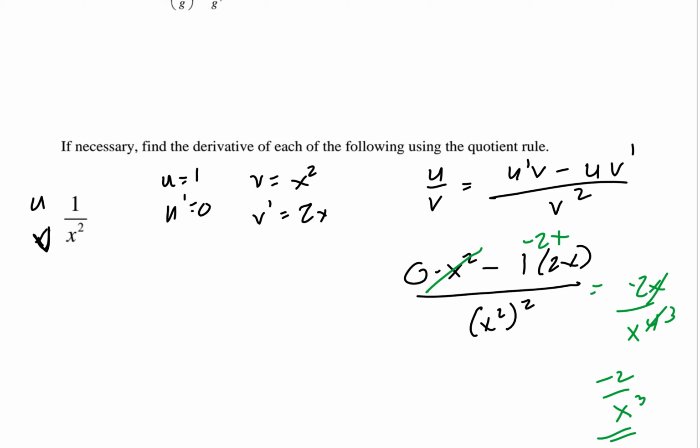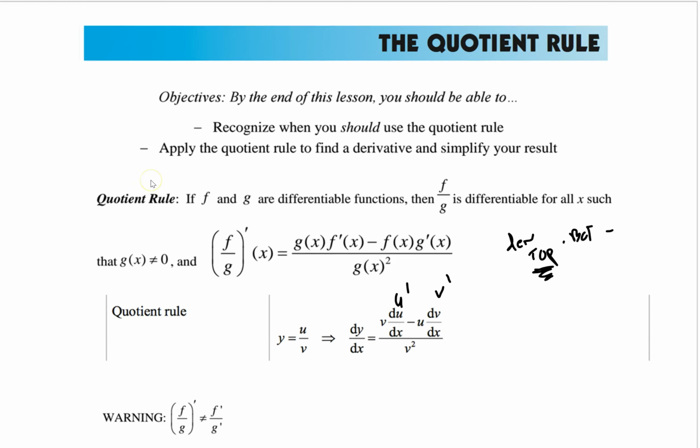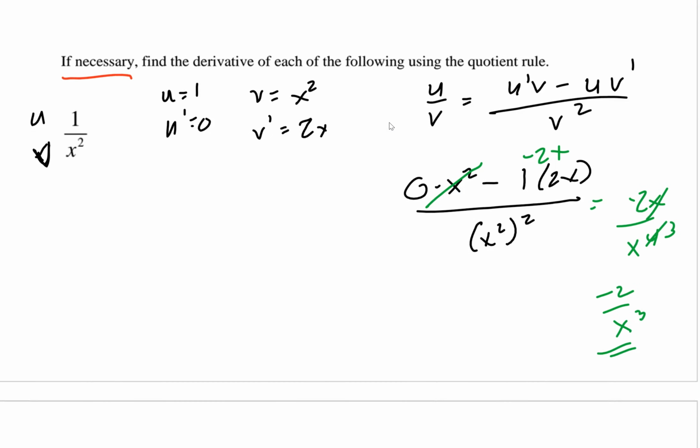But let's go back to the fact that I said if necessary. Up here I said you should know when to use the quotient rule. I actually don't use the quotient rule on this one. It is dividing. I could use it. I get the right answer. But if you notice, there's actually an easier way of doing this one. I could have just done this. These are our algebra skills. Flip it up.